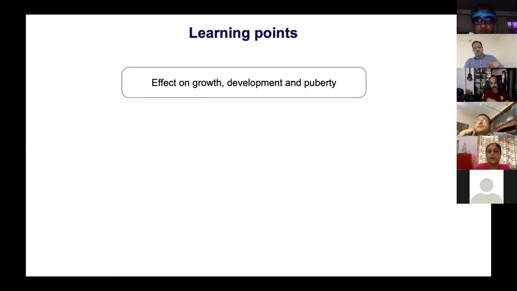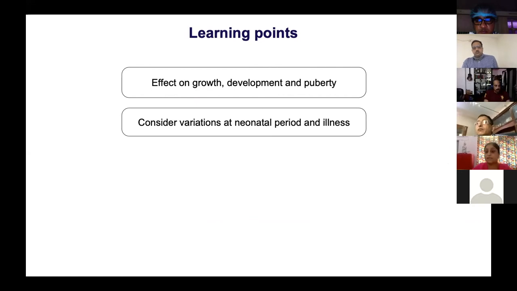So what are the learning points? Thyroid has effects on not only maintaining the basal metabolic rate, but almost in the smooth functioning of almost all the organs of the body, in puberty, as I said, and in development. Consider variations in neonatal periods. So always before making any decision, look at the age of the child, because we have different cutoff levels at different age groups. Think about illness, non-thyroidal illness.